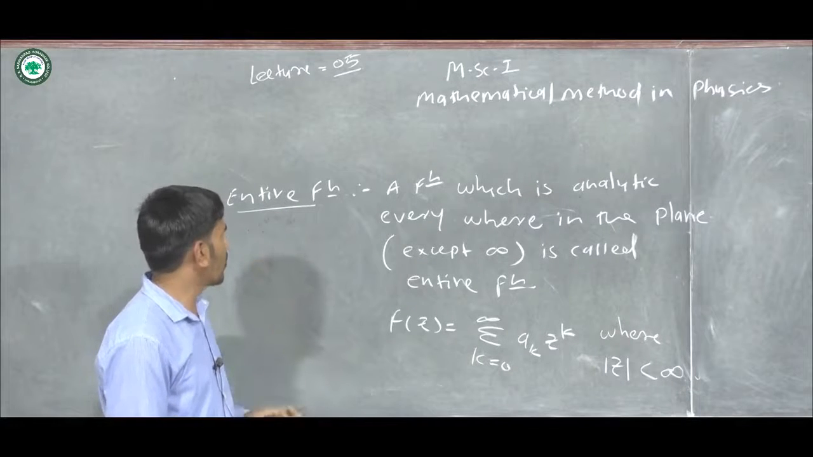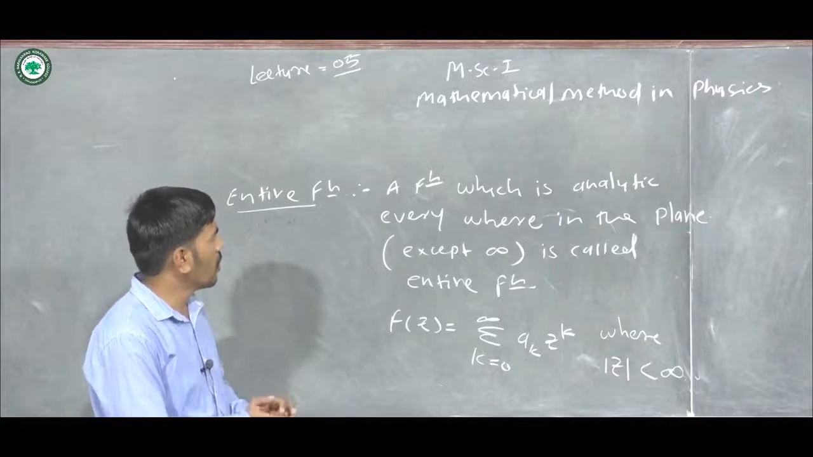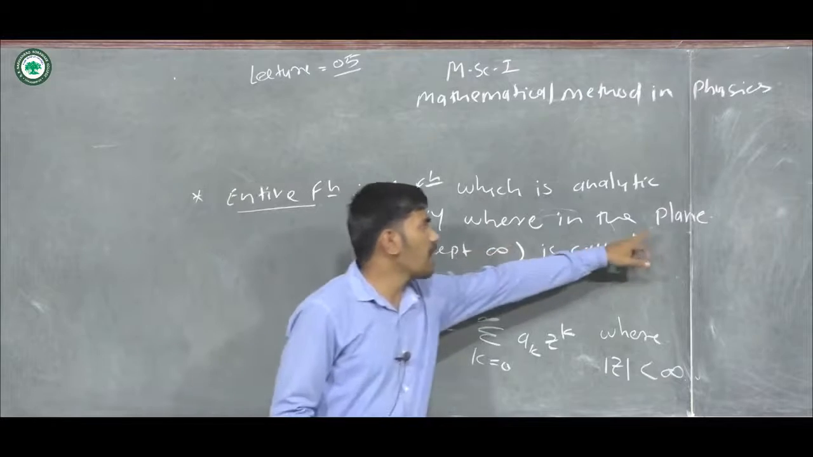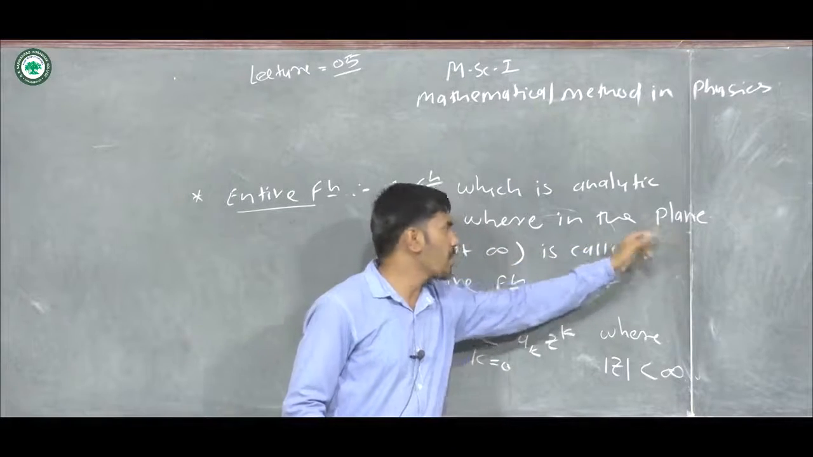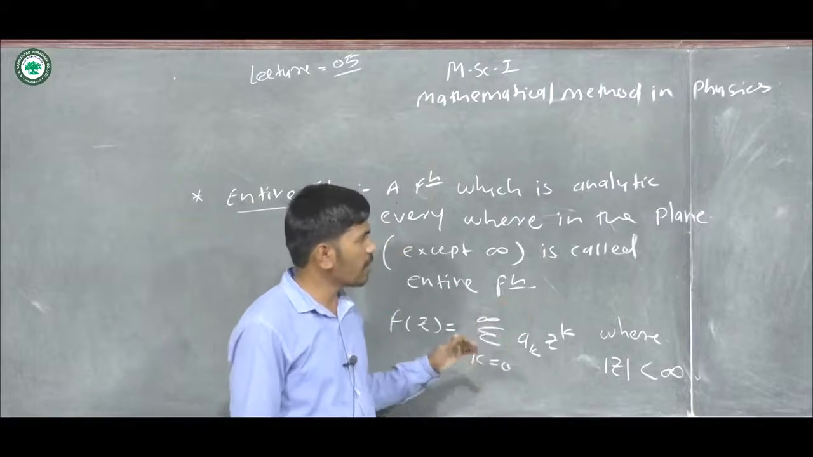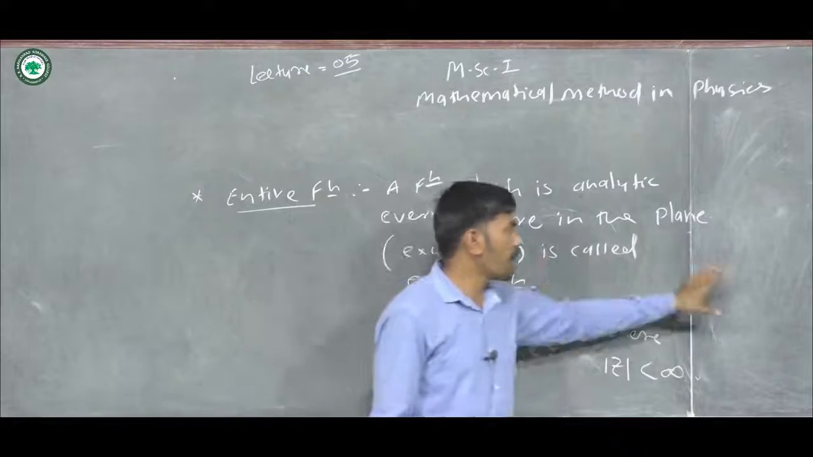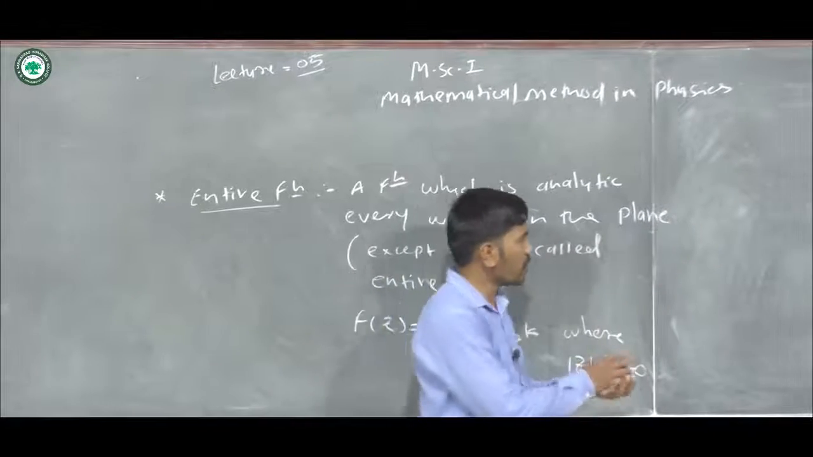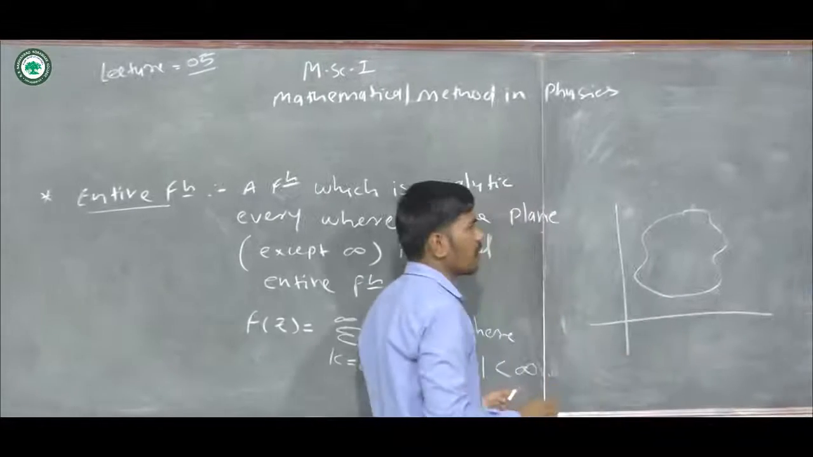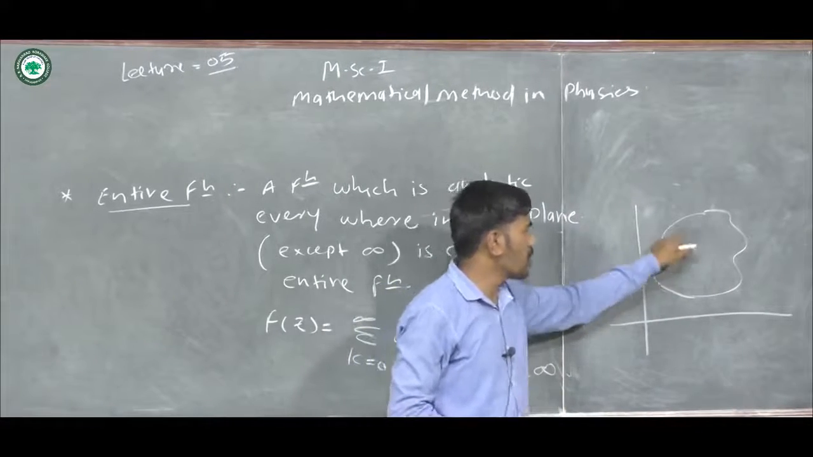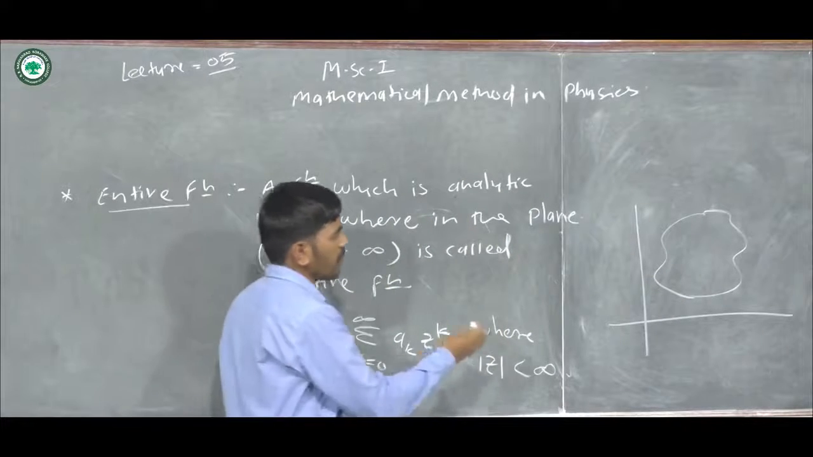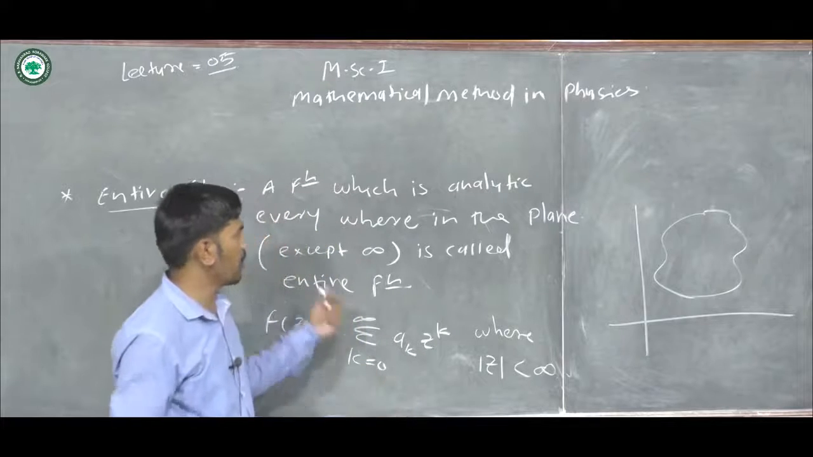So what is an entire function? A function which is analytic everywhere in the finite plane is called an entire function. Suppose we consider a plane, and this is one region or domain. If the function is analytic everywhere in it, we can call this function an entire function.